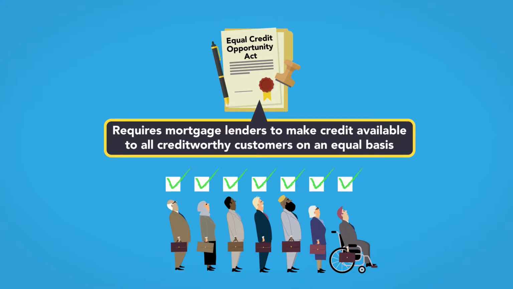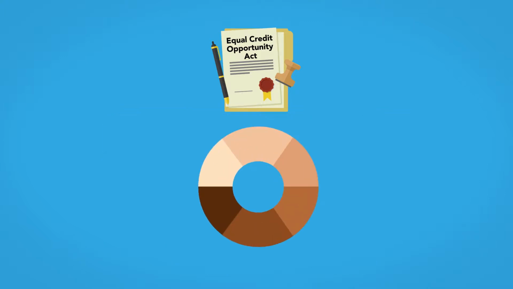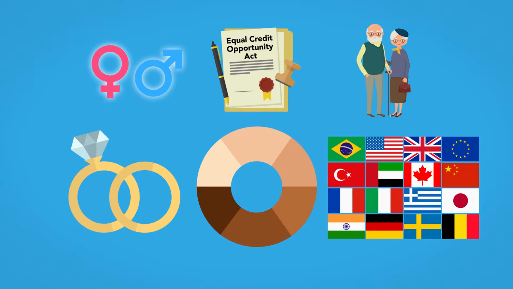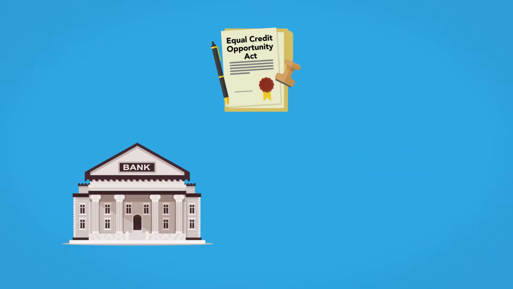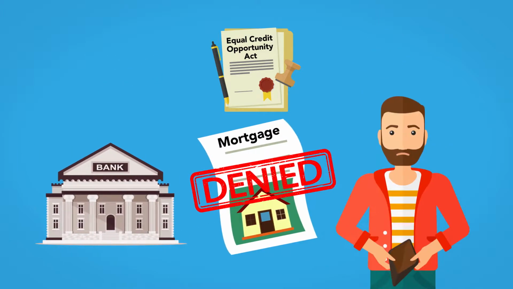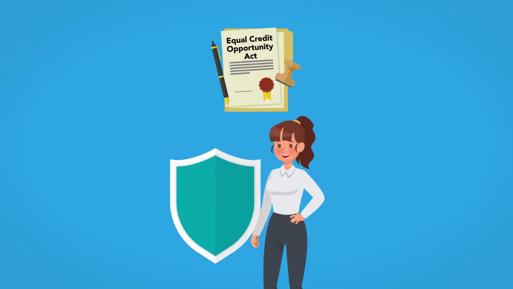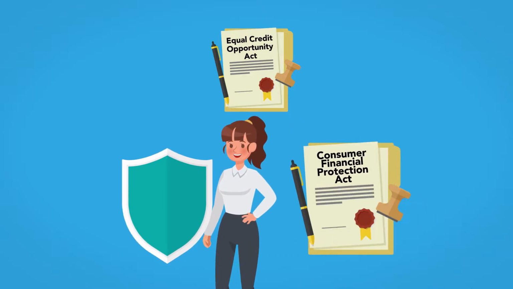on an equal basis, without consideration of race, color, national origin, age, sex, or marital status. The law also prevents lenders from denying a borrower a loan because some or all of his income comes in the form of public assistance, and prevents retaliation in the form of adverse lending decisions against anyone who has exercised her rights under the Consumer Credit Protection Act.